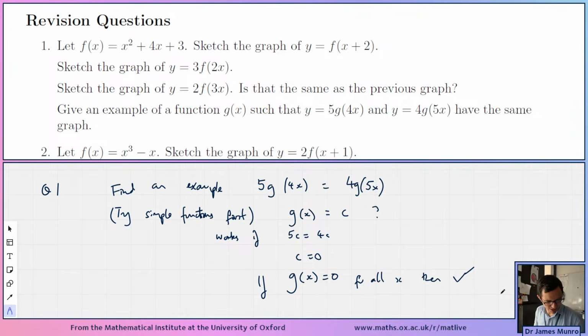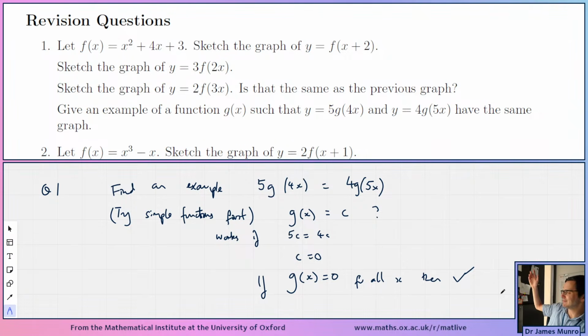You asked me to make y equals 5 times g of 4x and 4 times g of 5x have the same graph. Here's the graph. Zero everywhere. Terrible. An anonymous person in chat got there just at the same time as me. Fantastic stuff. Yeah, not very exciting. Don't love it. Can we do better than that? Is there a more interesting example?